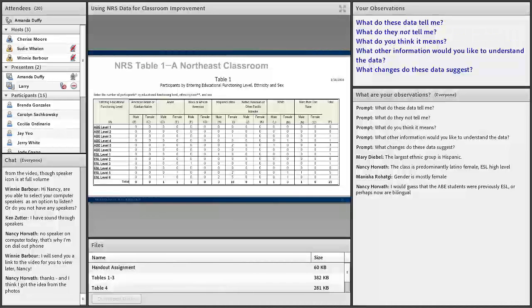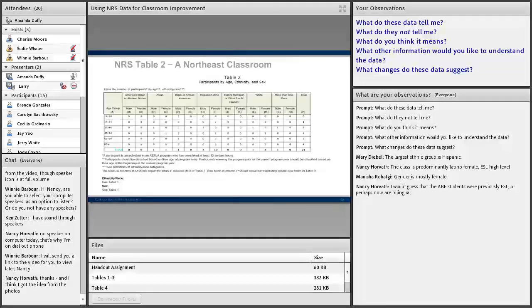So let's take a look at Table 2. And again, a larger version is downloadable in that document with Tables 1 through 3. And so I'd like you to do the same thing. Take a look at this and answer one or more of the questions that you see on the screen. What does the data tell you? What doesn't it tell you? Really importantly, what do you think that means? And what changes might the data suggest?